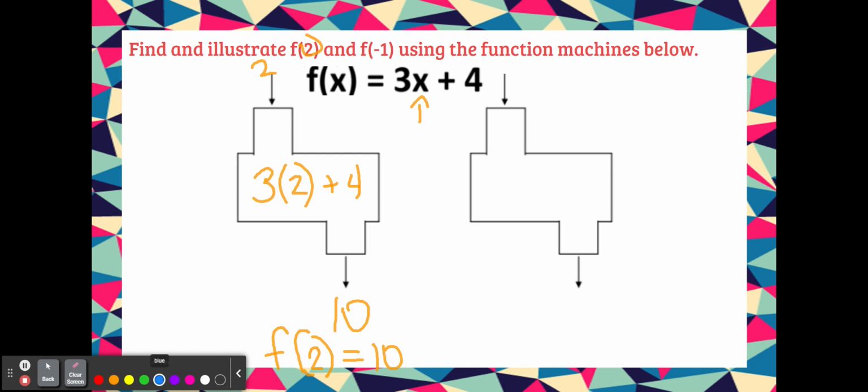Okay, let's try it when we're using negative 1. So we put negative 1 into the function. Instead of x, we're going to use our input. 3 times negative 1 is negative 3, plus 4 is positive 1. So we say when we use the function with an input of negative 1, we get an answer or an output of positive 1.